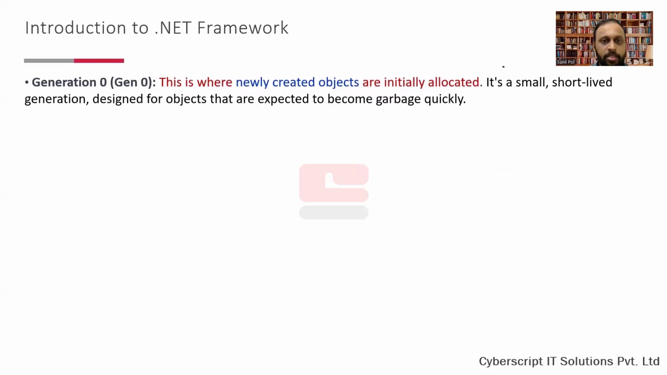Generation 0. This is where newly created objects are initially allocated. It's a small, short-lived generation designed for objects that are expected to become garbage quickly. So whenever any new application runs, it will create all the objects in generation 0. The heap memory is divided into 3 parts: generation 0, generation 1 and generation 2. When any application runs, it will first create objects in generation 0.